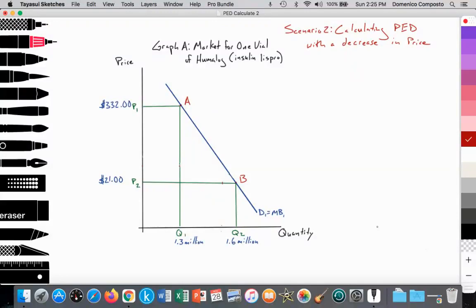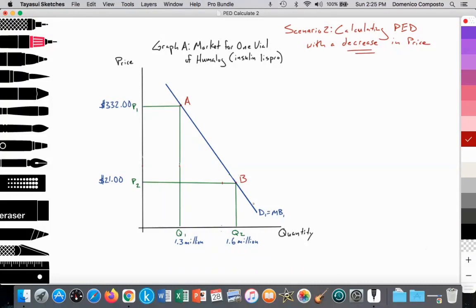We went over those calculations, we went over the total revenue calculations, and we applied a question where we would increase price by 120%. So that's in that previous video, and at the end of this video there'll be a link to that. This one's more focused on lowering price and calculating PED. So here we have our market for 1 vial of Humalog, insulin lispro. Again, in this video, we're looking at calculating PED with a decrease in price.